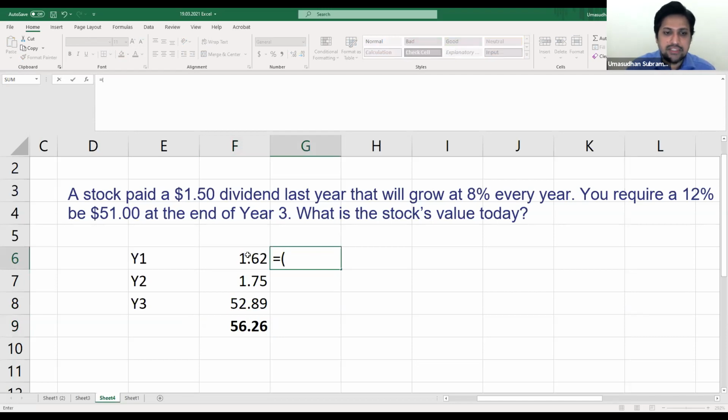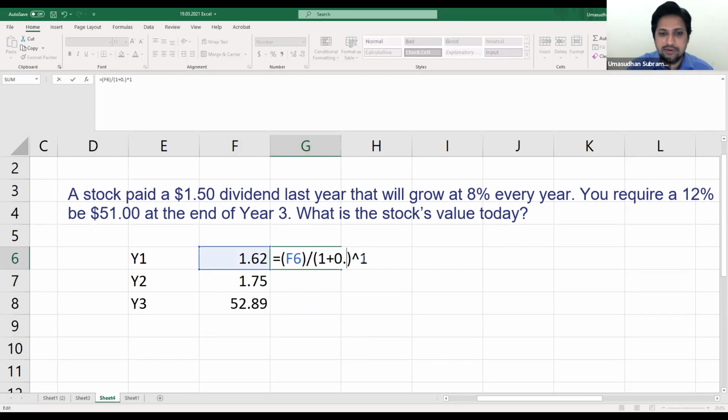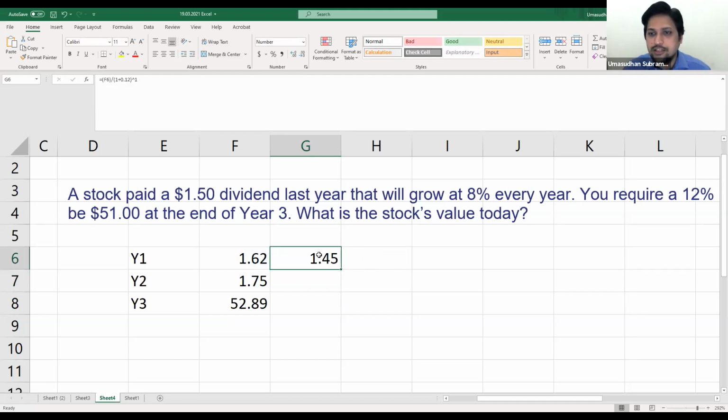So what we do, we take 1.62 divided by 1 plus 0.12 to the power of 1, isn't it? So we discount them. The discount rate is 12%. So thanks for correcting it. It's 12 because that's the discount rate. Your estimated or expected rate of return, or sometimes they call it required rate of return, is your cost of equity, which is 12%. So you drag this down and then change this n to 2 years and this to 3 years, and then add them up.